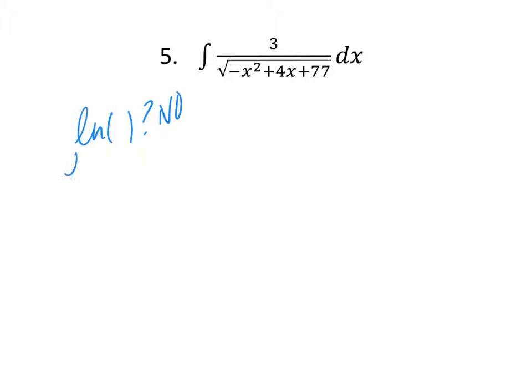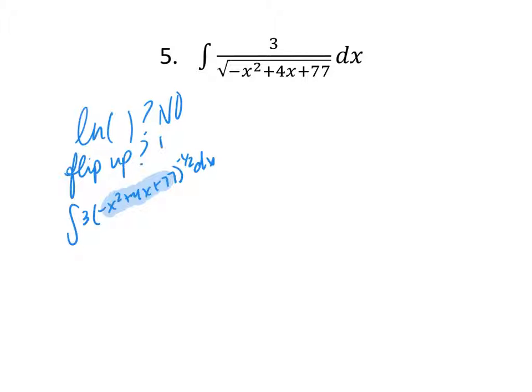Not a natural log. What about a flip-up question? Probably not. Okay, flip-up question. That denominator would get flipped up, so we would get the integral of 3 times negative x squared plus 4x plus 77 to the negative 1/2 dx. And now I'm going to look at just the inside here. Is the derivative of my inside the other factor? No, I don't have any other x's, so it's not a flip-up.